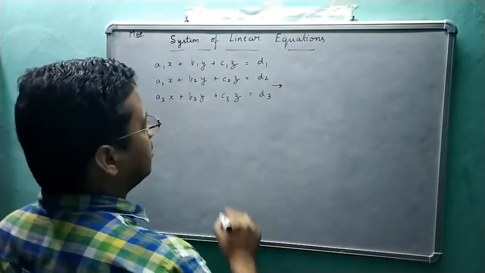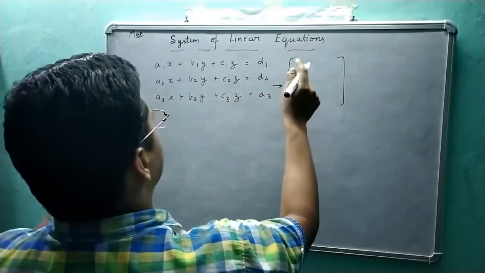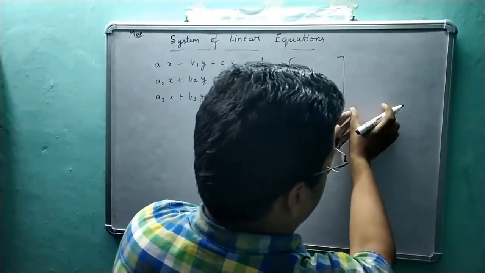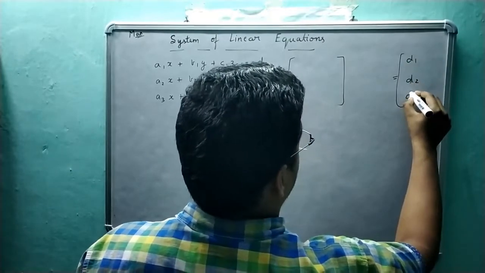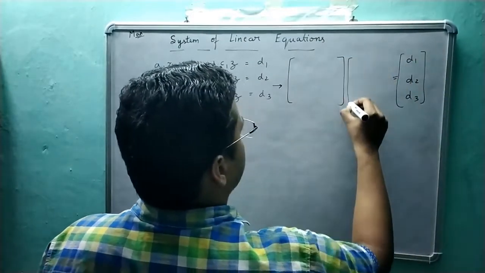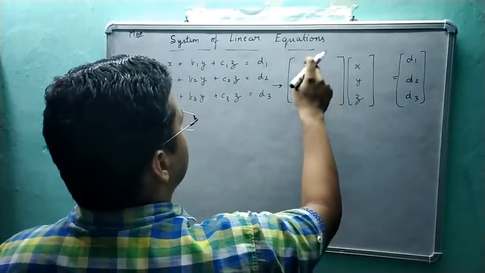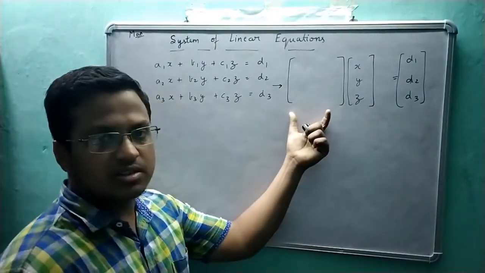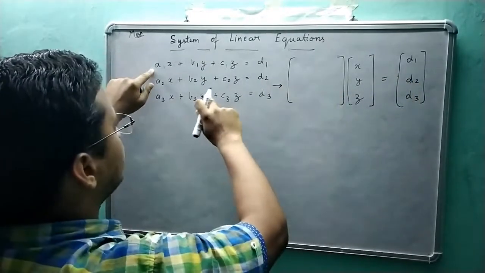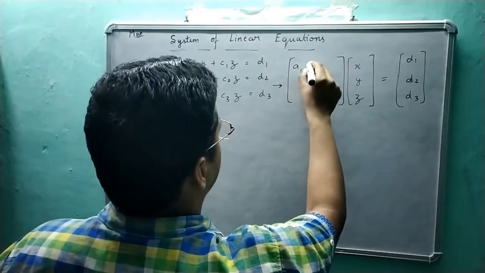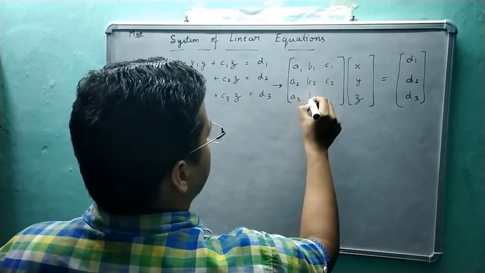In matrix method, we represent them as a matrix something like this. So a matrix into another matrix will give us d1, d2, d3. So this matrix is x, y, z, and this is the coefficient matrix. This matrix is called the coefficient matrix. And how do we write it? Write the coefficients. So a1, b1, c1, a2, b2, c2, a3, b3, c3.